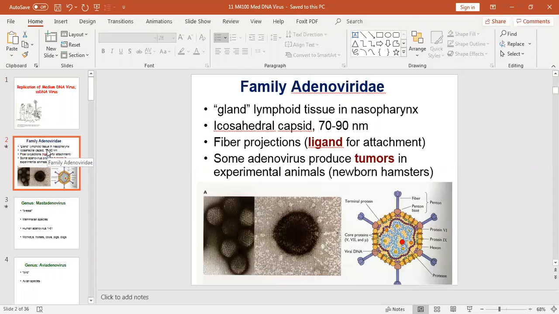The family of small DNA viruses, single-stranded DNA that we are talking about are adenoviridae. Adeno means gland or lymphoid tissues in nasopharynx. These viruses have icosahedral capsid, 70 to 90 nanometer. They have fiber projections that they project out of the cell, the virion, on the surface of capsid, and they serve as ligand for attachment. Some of these adenoviridae family members cause cancer or tumors in experimental animal models, usually the newborn hamsters.